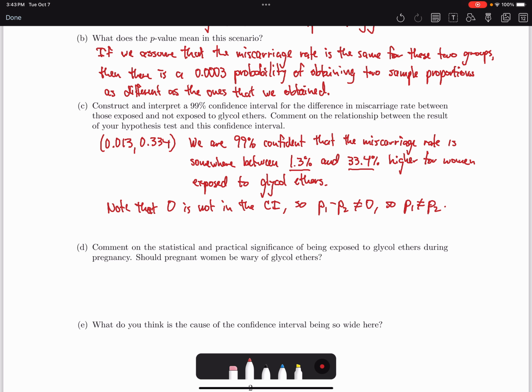Well, this corresponds nicely with the results of our hypothesis test, right? Which verifies that we should indeed reject H null. Okay, because H null was positing that P1 equals P2. And we're seeing, well, no, because if that were the case, then 0 would have been in our confidence interval, and it's not. Okay. All right.